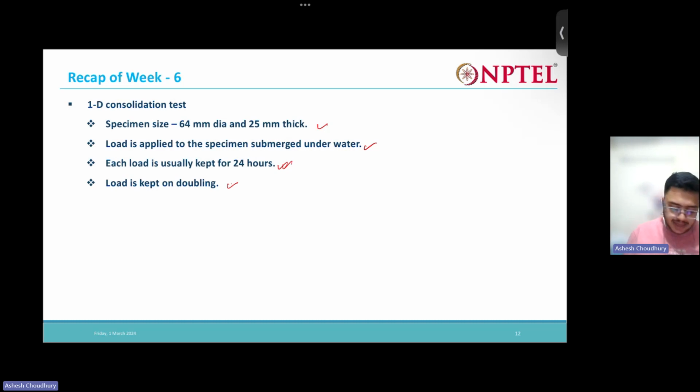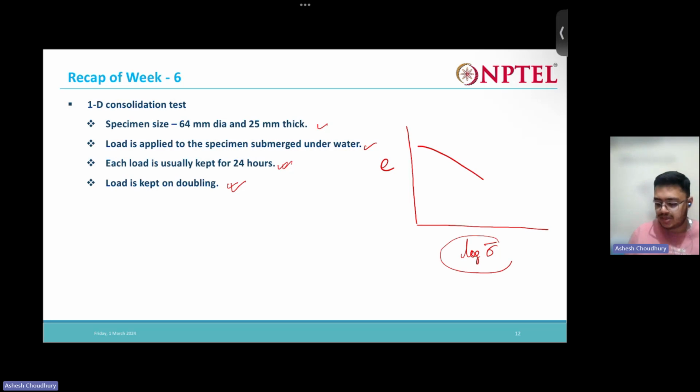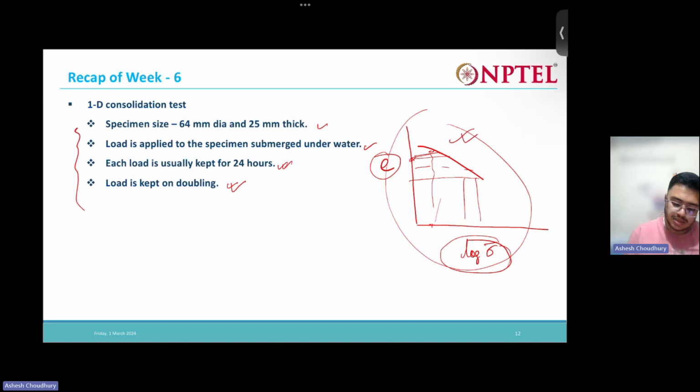So our target is to plot this graph, void ratio versus effective stress in log scale. From this test we need to get the void ratio at each effective stress, that is, at each load. So like this we have to plot a graph. This is our main target, this is what we need to get from the consolidation test.